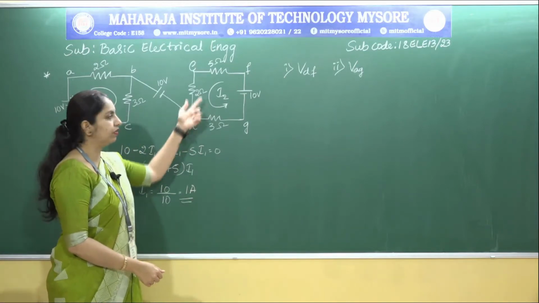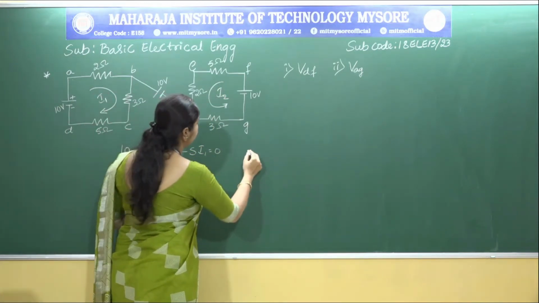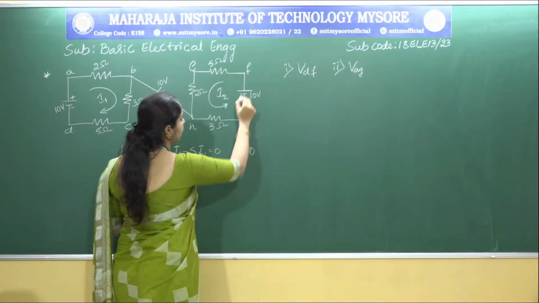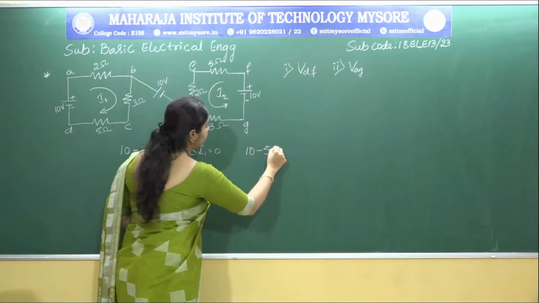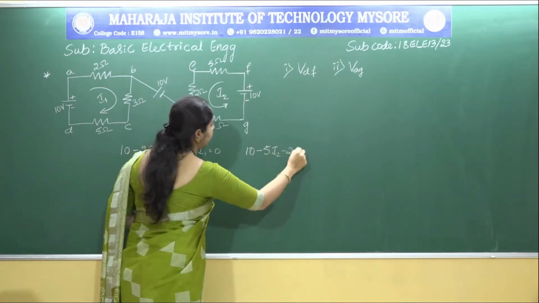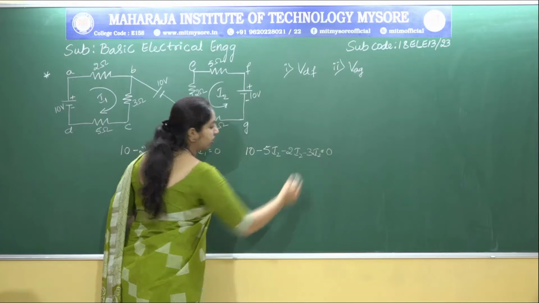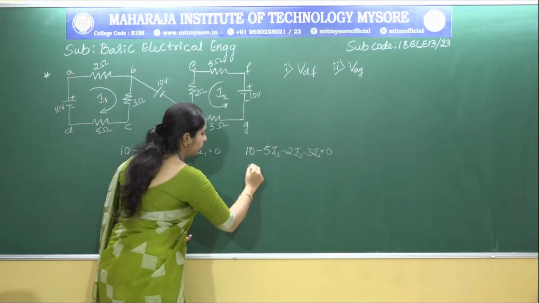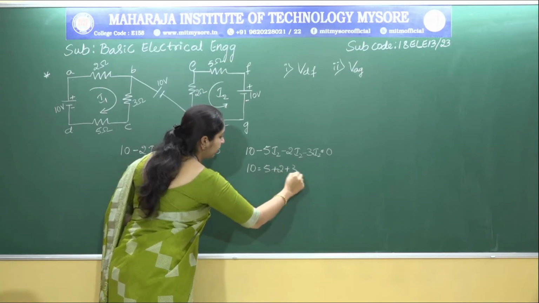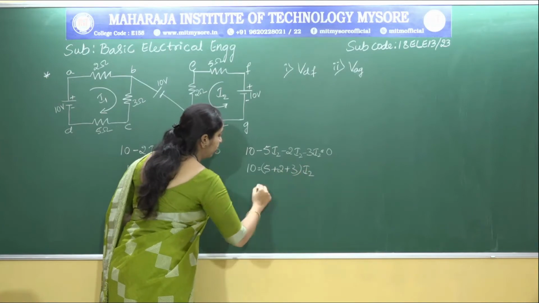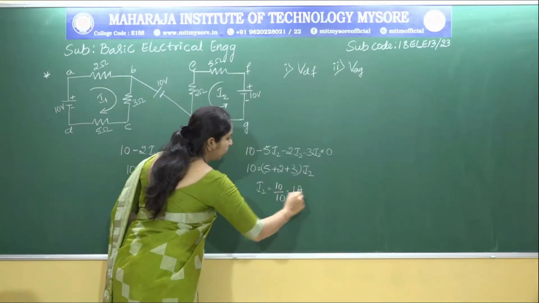Similarly, we need to find out the value of I2. So apply KVL to this loop. If we apply KVL to this loop again, 10 volts minus 5 into I2 minus 2 into I2 minus 3 into I2 is equal to 0. This is according to the KVL statement. Further if you simplify this expression, we get 5 plus 2 plus 3 into I2, and so I2 is equal to 10 divided by 10, so we get 1 ampere.